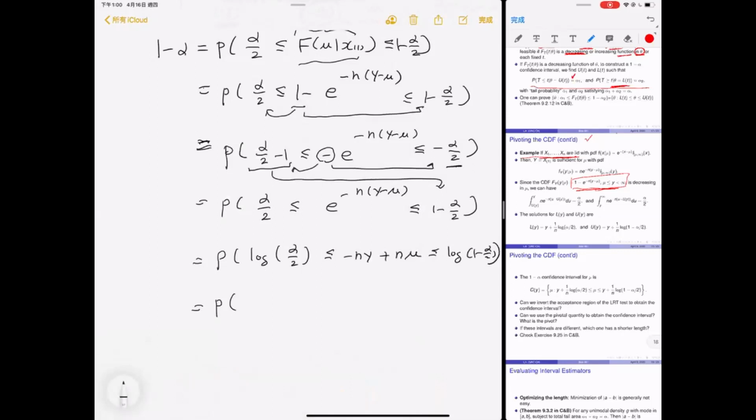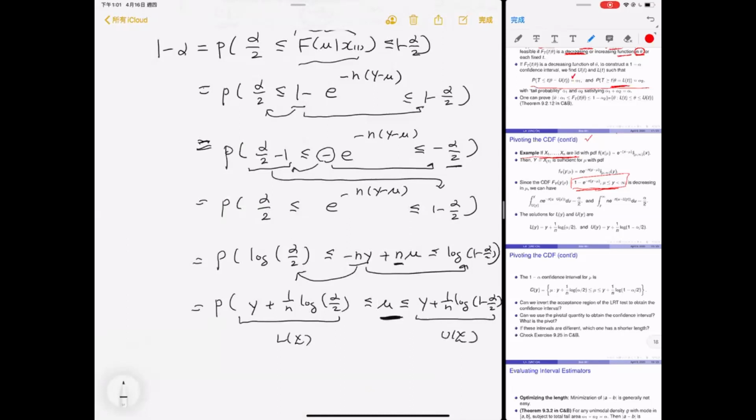Okay? So that means eventually you move this guy here, you move this guy here, and then divide it by n. So eventually it becomes y plus 1 over n log alpha over 2, then smaller than mu, smaller than, let me see, y plus 1 over n log 1 minus alpha over 2. Okay, so by that direct operation, you could put mu in the middle, having your lower bound and then upper bound. Hence we can find the 1 minus alpha confidence interval in this case using the CDF.